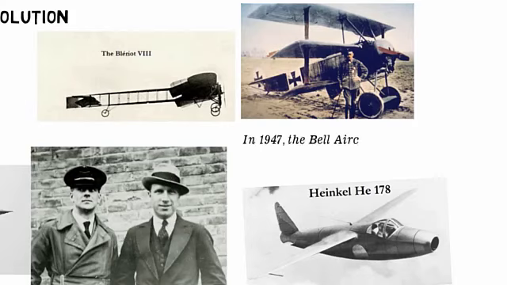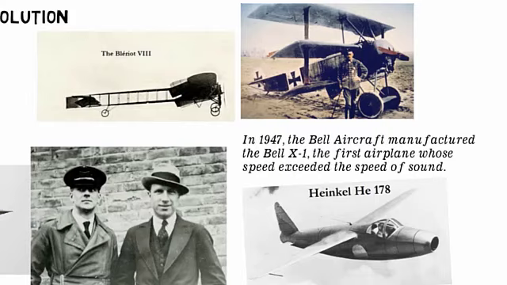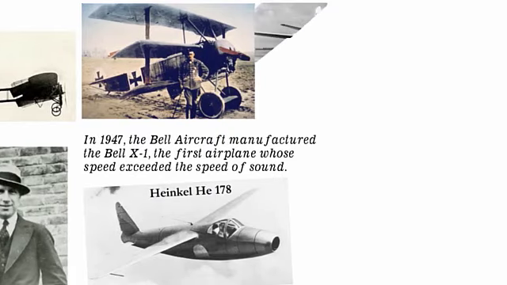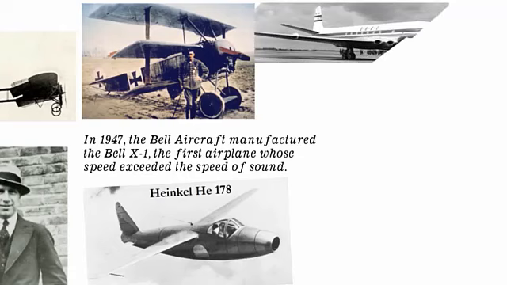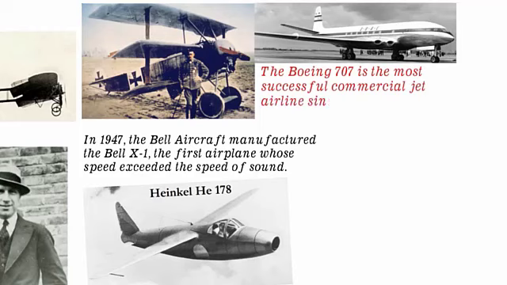In 1947, Bell Aircraft manufactured the Bell X-1, the first airplane whose speed exceeded the speed of sound. By 1952, the de Havilland Comet became the world's first commercial jet airliner. The Boeing 707 became the most successful of all commercial jet airliners since 1958 and operated for 50 years.